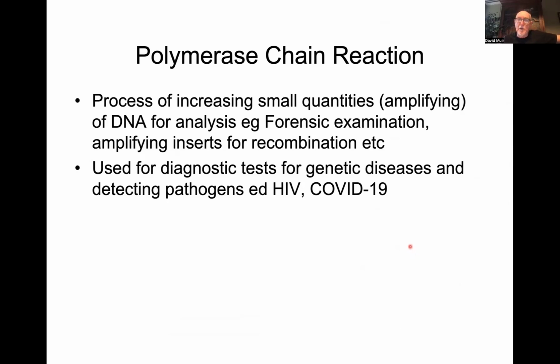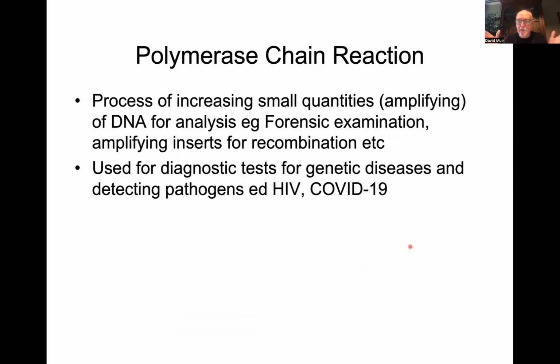What the polymerase chain reaction does is take very, very small amounts of DNA and amplify them. It will replicate them over and over again until they reach a concentration which is large enough for us to measure or to manipulate, whatever we want to do. There is something of a limit. A polymerase chain reaction is limited to several thousand.